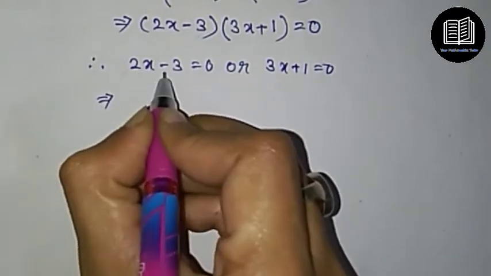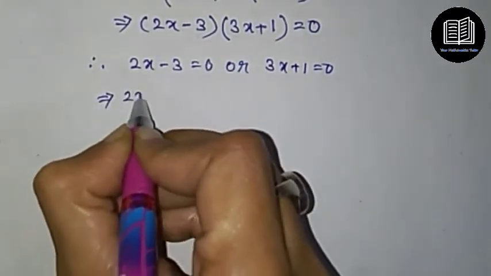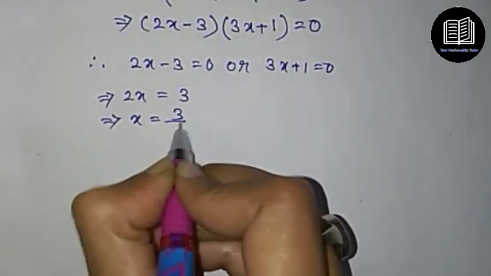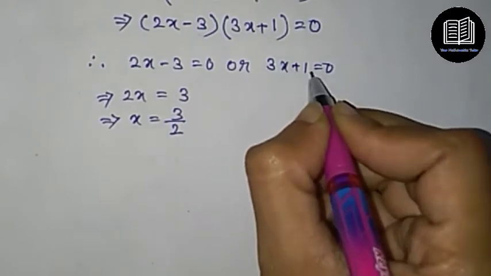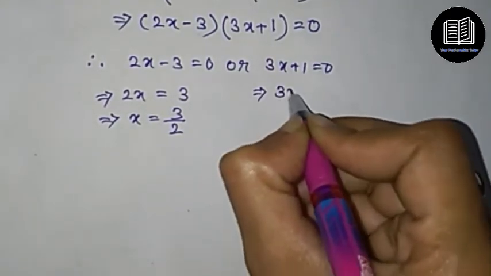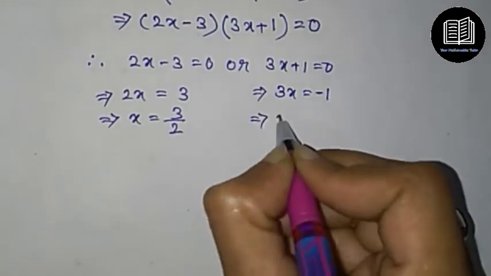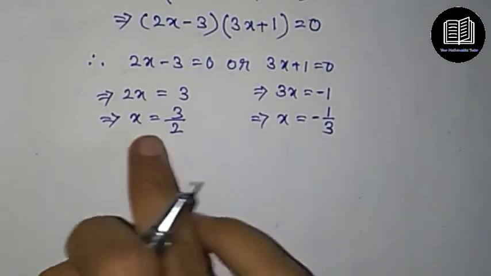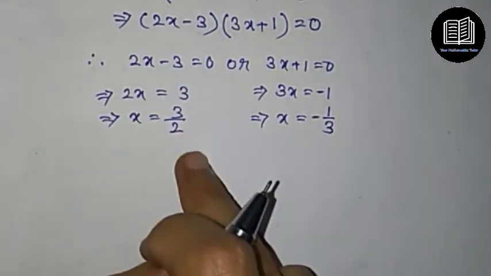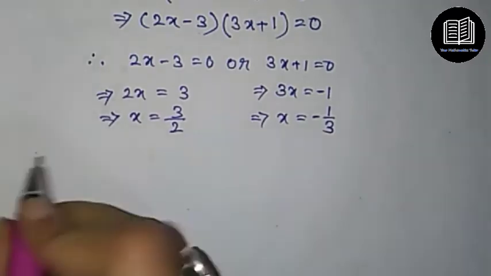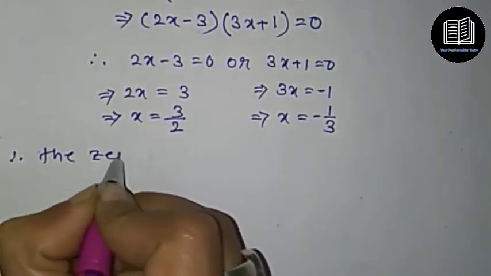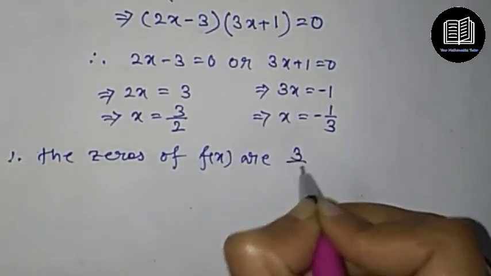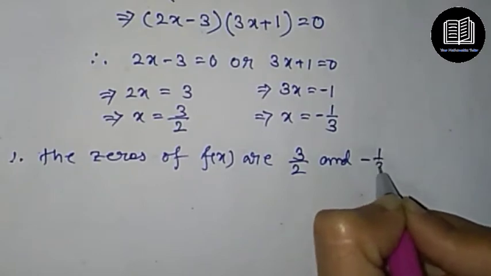Okay. So 2x minus 3 equals 0. This implies 2x equals 3, which implies x equals 3 by 2. Here 3x plus 1 equals 0. This implies 3x equals minus 1 and x equals minus 1 by 3. So we get the values of x: one is 3 by 2 and another is minus 1 by 3. Therefore, the zeros of f(x) are 3 by 2 and minus 1 by 3.